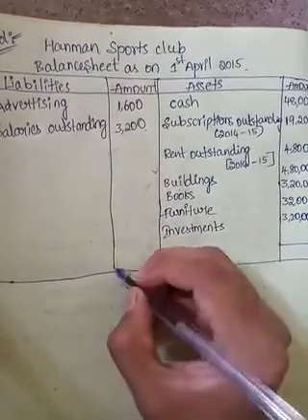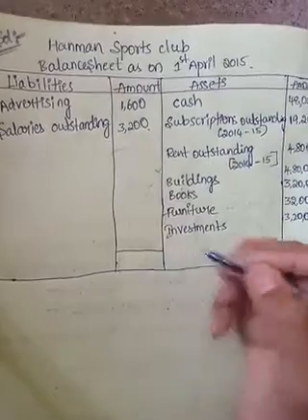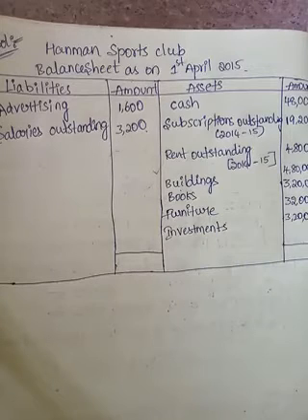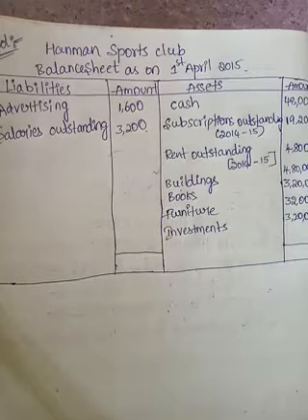Accounting equation is what? Assets is equal to capital plus liabilities. What will we find? We'll find the capital. So how do we get the capital? Assets minus liabilities is equal to capital. So here the total of the assets is 12 lakhs 24,000.